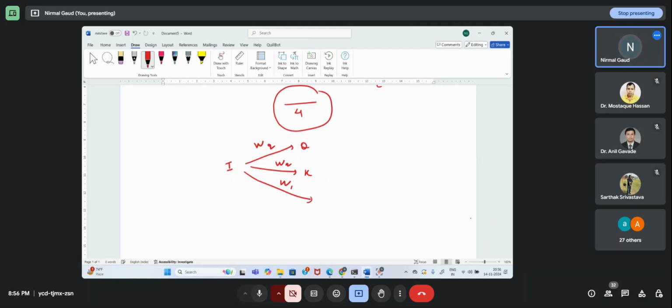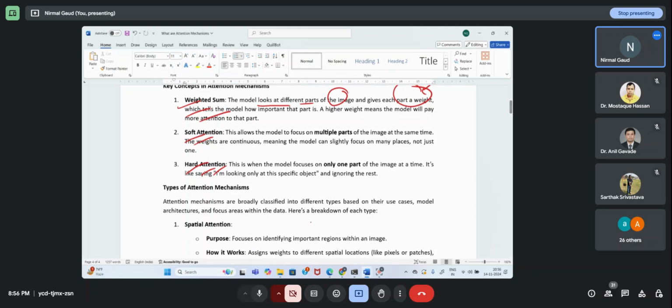Then you calculate Q according to this weight, multiplying I dot Wq. Check the statement they have written: the model looks at different parts of the image and gives each part a weight. Every part in the image gets a weight. Let's say this is your image, a grid of pixels, and we give a weight to each. Currently I have three parts, so I gave weights to them: Q, K, V.